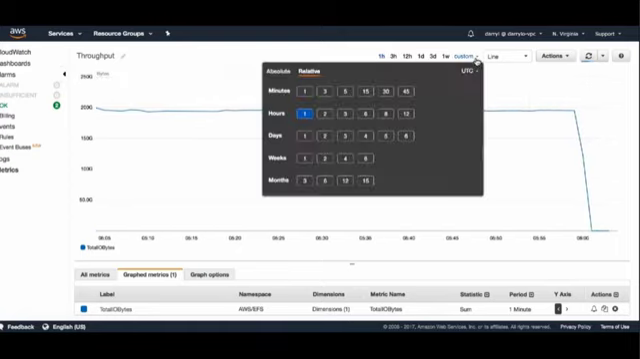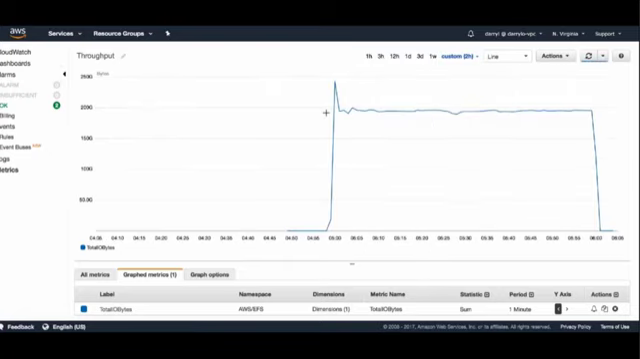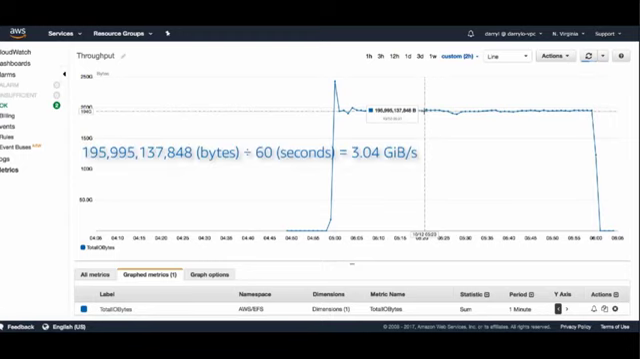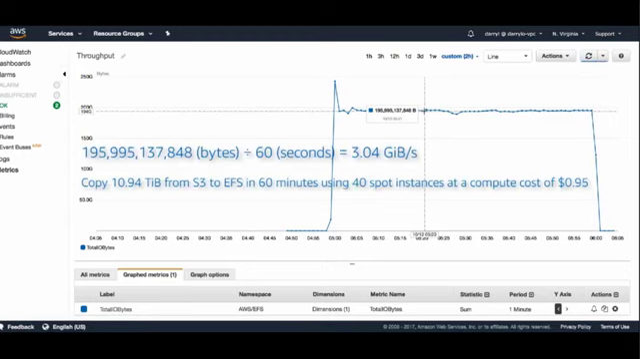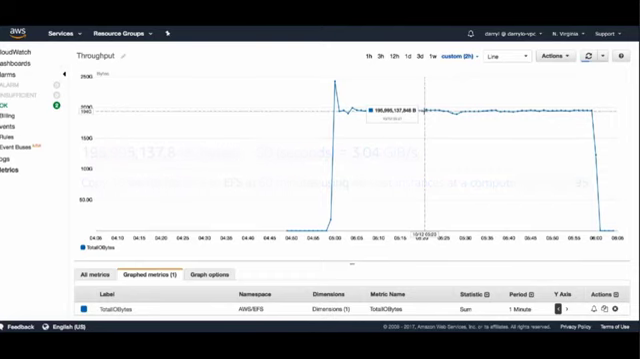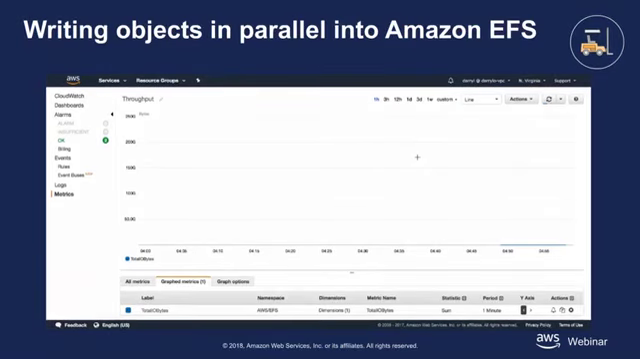So the entire process took approximately 1 hour. And during this hour, we were able to ingest just under 11 terabytes of data. I think the actual number was around 10.94 terabytes. And we did this using a fleet of 40 EC2 spot instances. I believe they were C4 large instance type. And because of the per second billing for EC2, we only had a 95-cent compute cost to ingest this entire data set. So it was a very efficient, very economical way to ingest a large amount of data into an EFS file system.